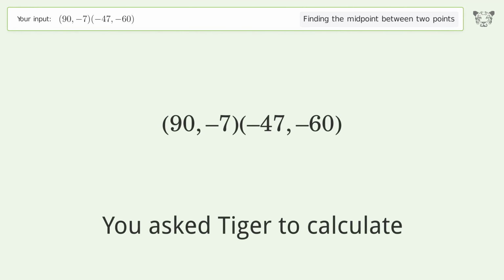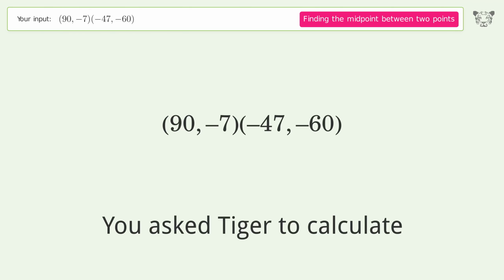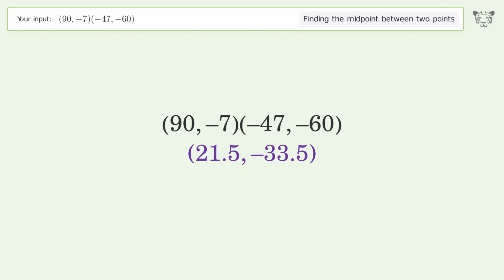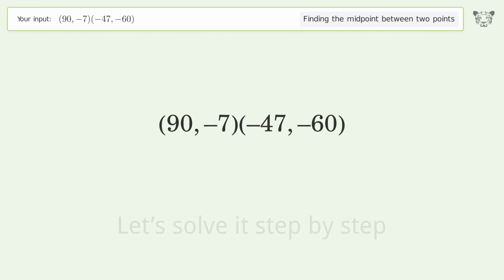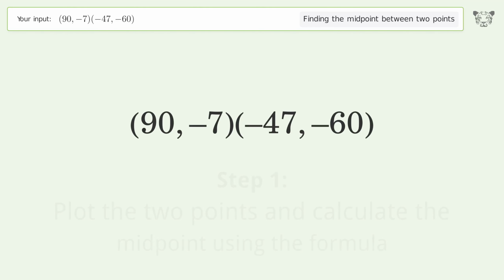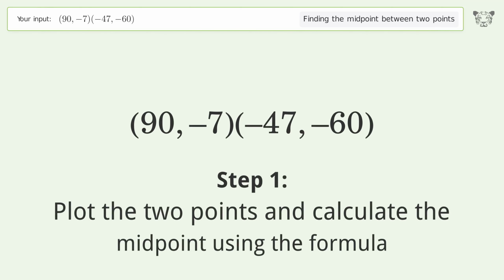You ask Tiger to calculate. This deals with finding the midpoint between 2 points. The midpoint between the 2 points is 21.5, negative 33.5. Let's solve it step by step. Plot the 2 points and calculate the midpoint using the formula.